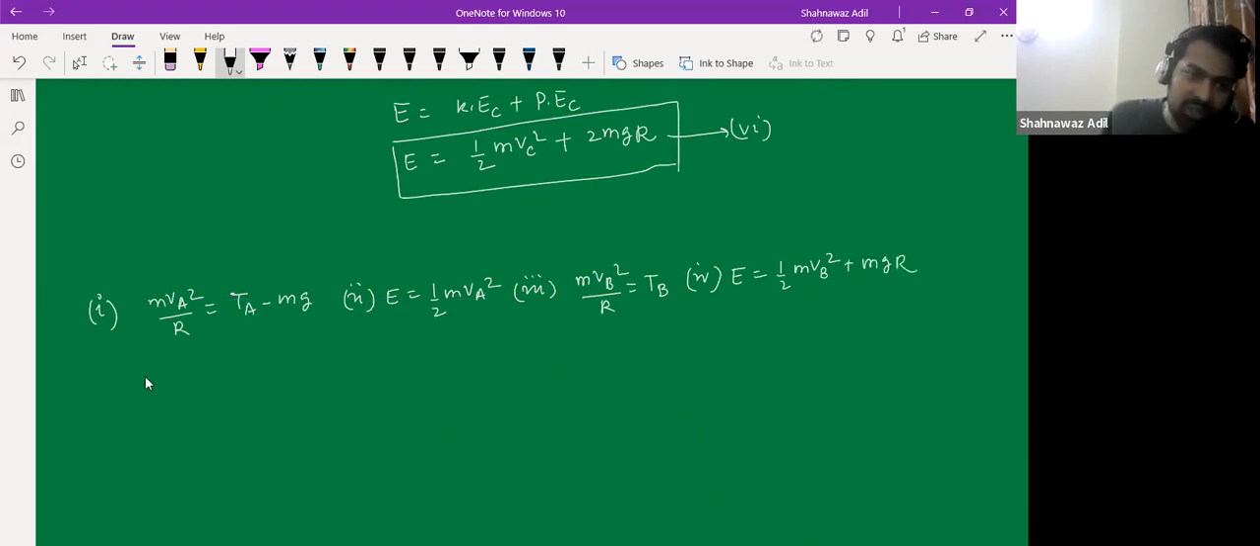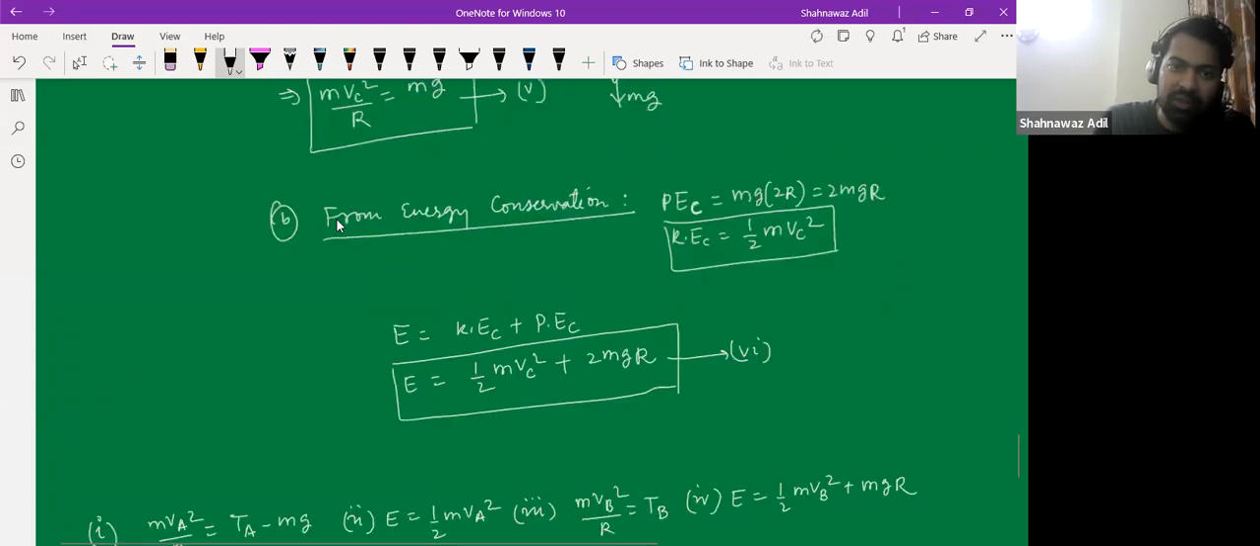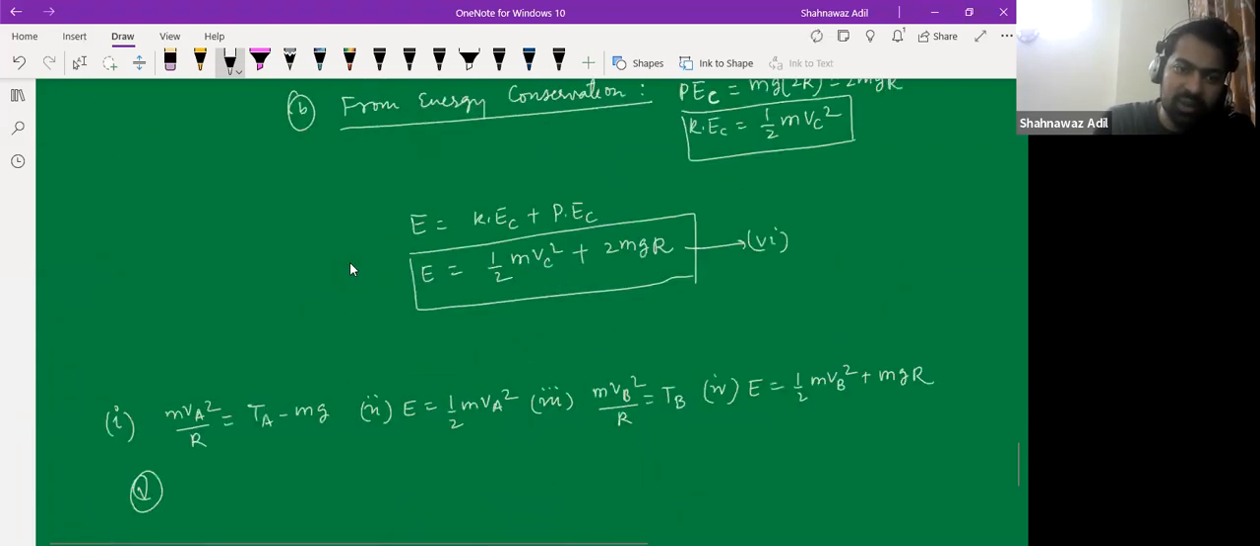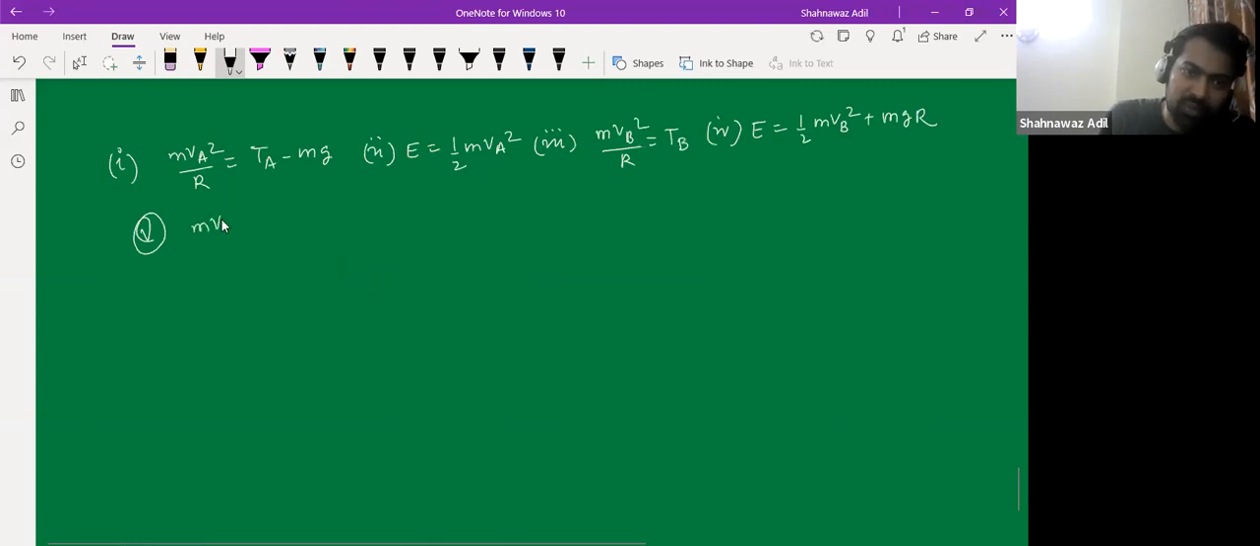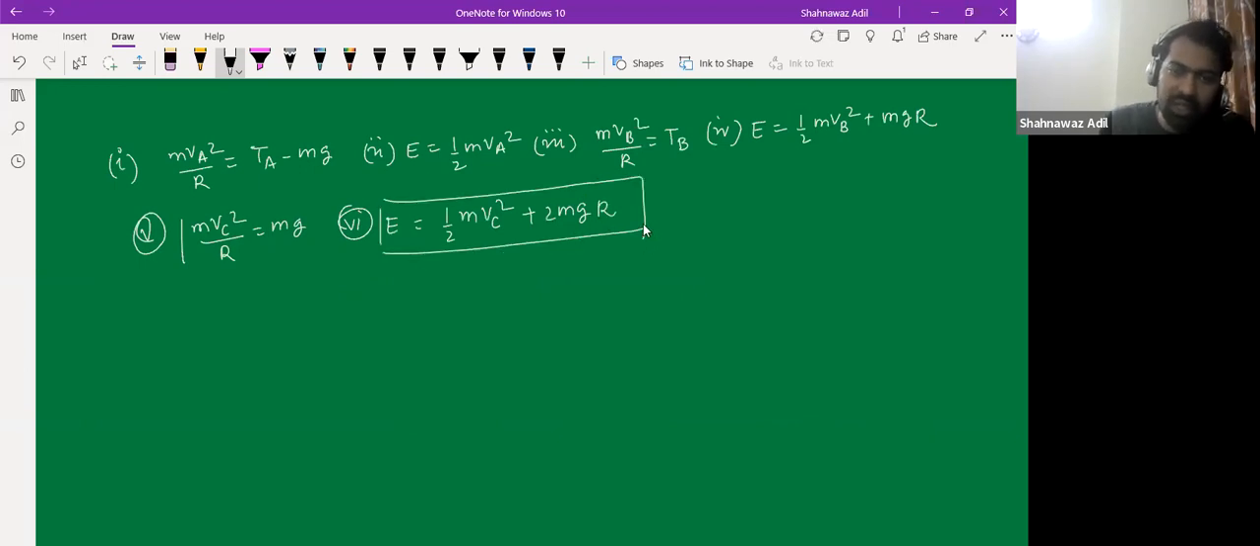Fifth one is mVC square by R, that is mg. And the sixth one is E equals to half mVC square plus 2mgR. Right. So from these relations, you guys can already tell that the speed is maximum at VA.